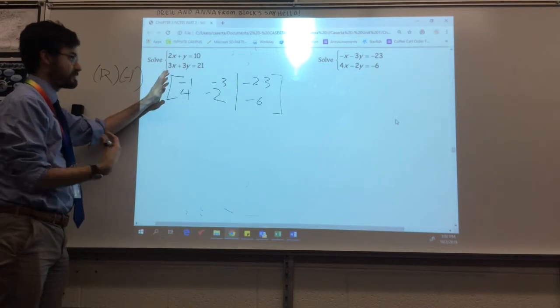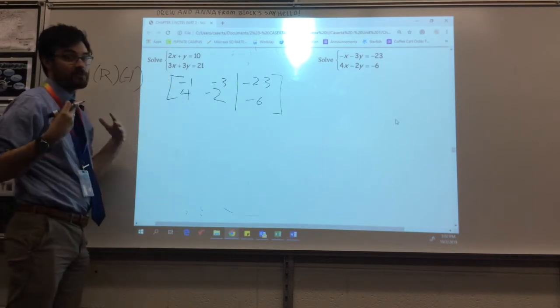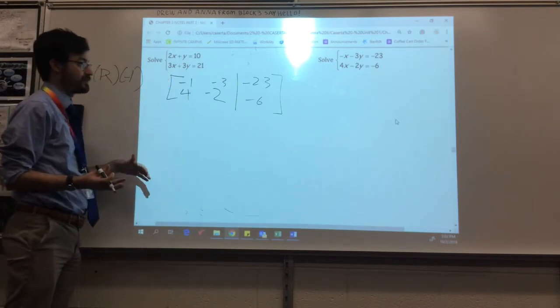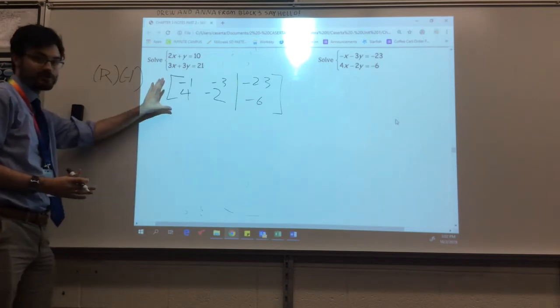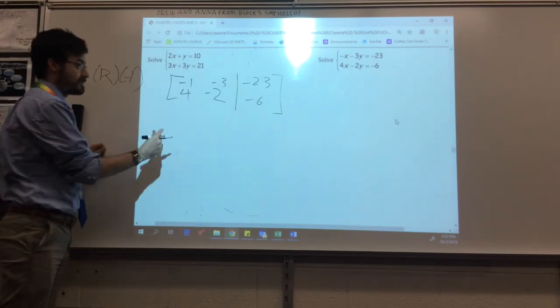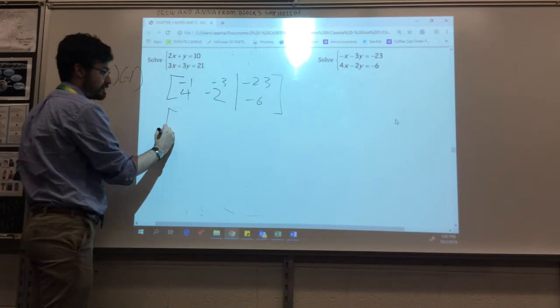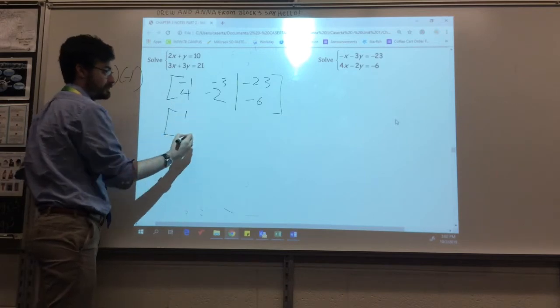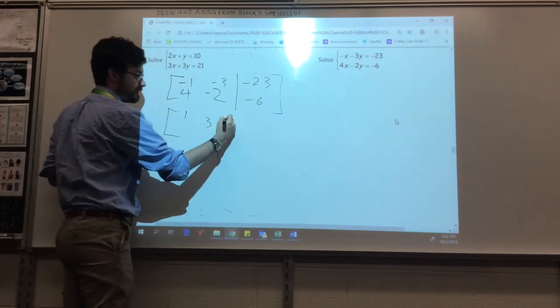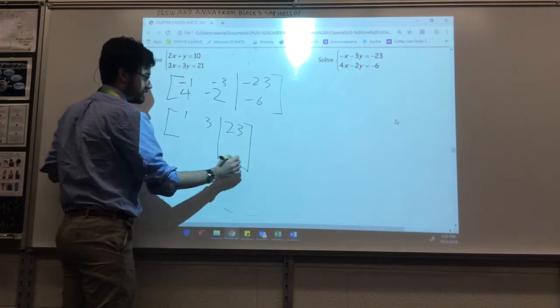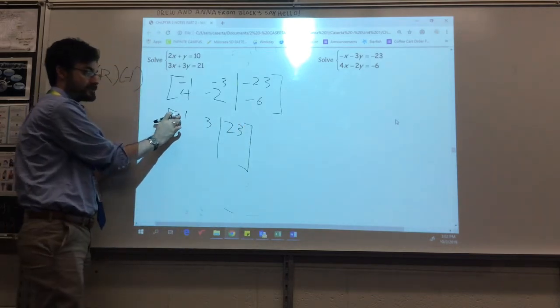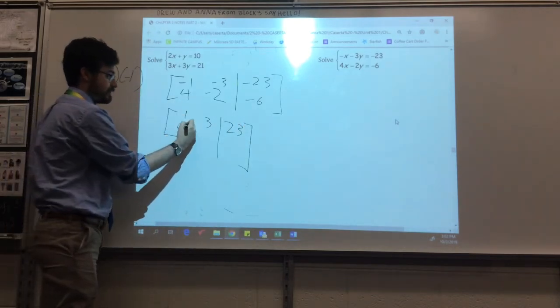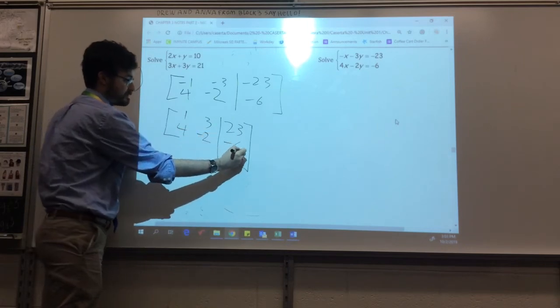Dividing by -1 gets the same effect, but when we're working with matrices, we want to keep thinking always in terms of multiplication. I don't think I need to show this in an intermediate step. If I multiply everything by -1, I'm going to get 1, 3, +23. So I've accomplished my goal of getting my first entry to be a 1. Now I have 4, -2, and -6.